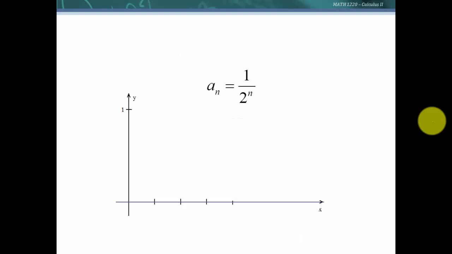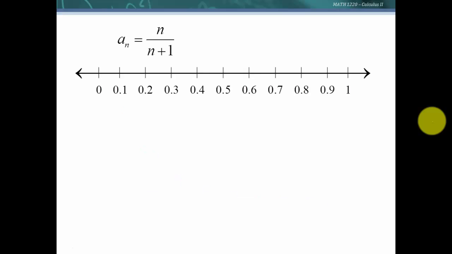As we look at this sequence, a sub n equal 1 over 2 to the n, if we put in 1, we get 1/2. If we put in 2, we get 1/4. If we put in 3, we get 1/8. We could continue doing this to see what this sequence was doing, and we can see that these terms are getting smaller and closer to 0, remaining positive but getting closer to 0.